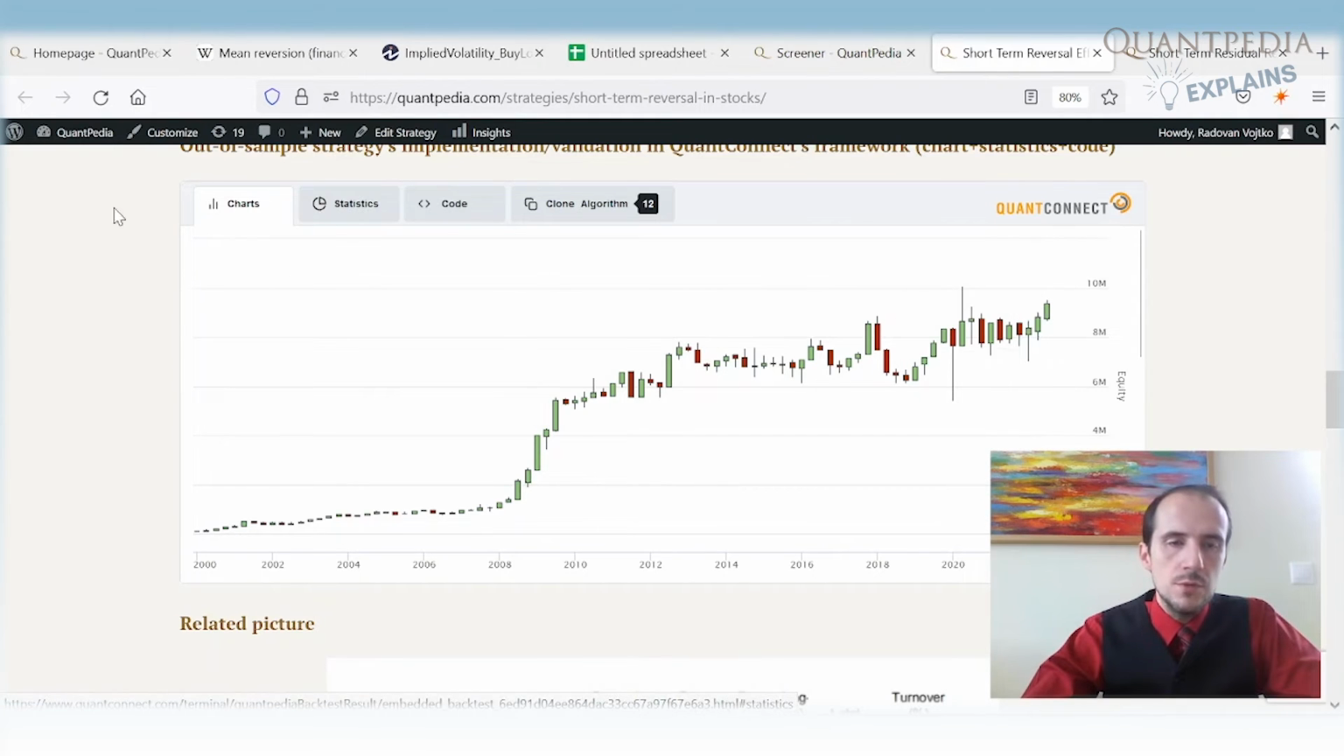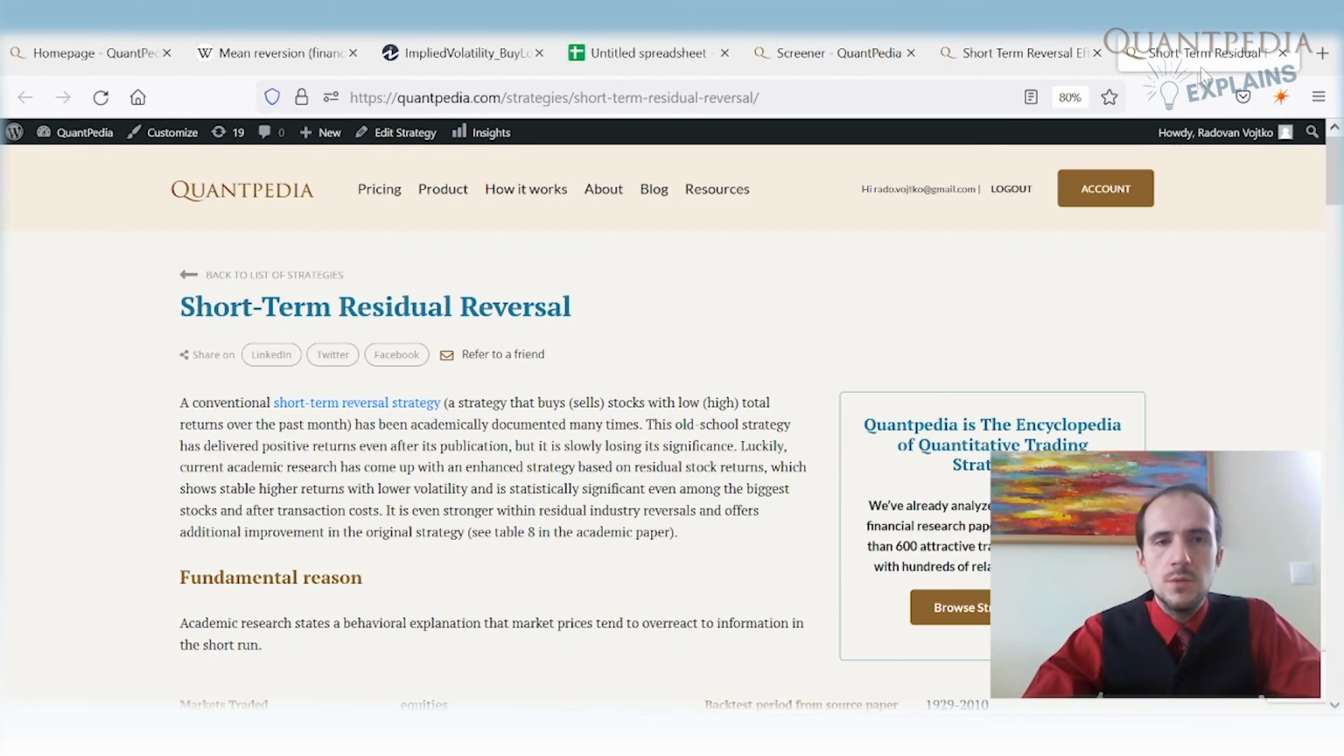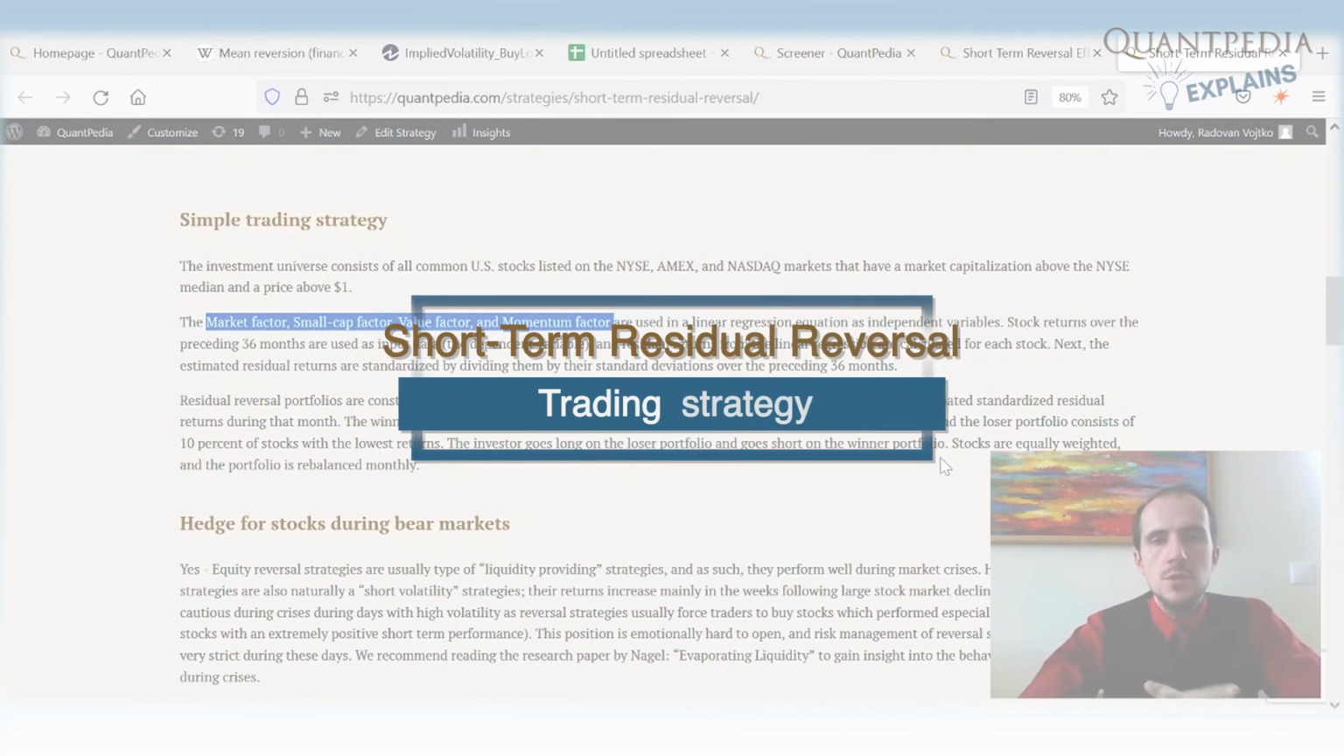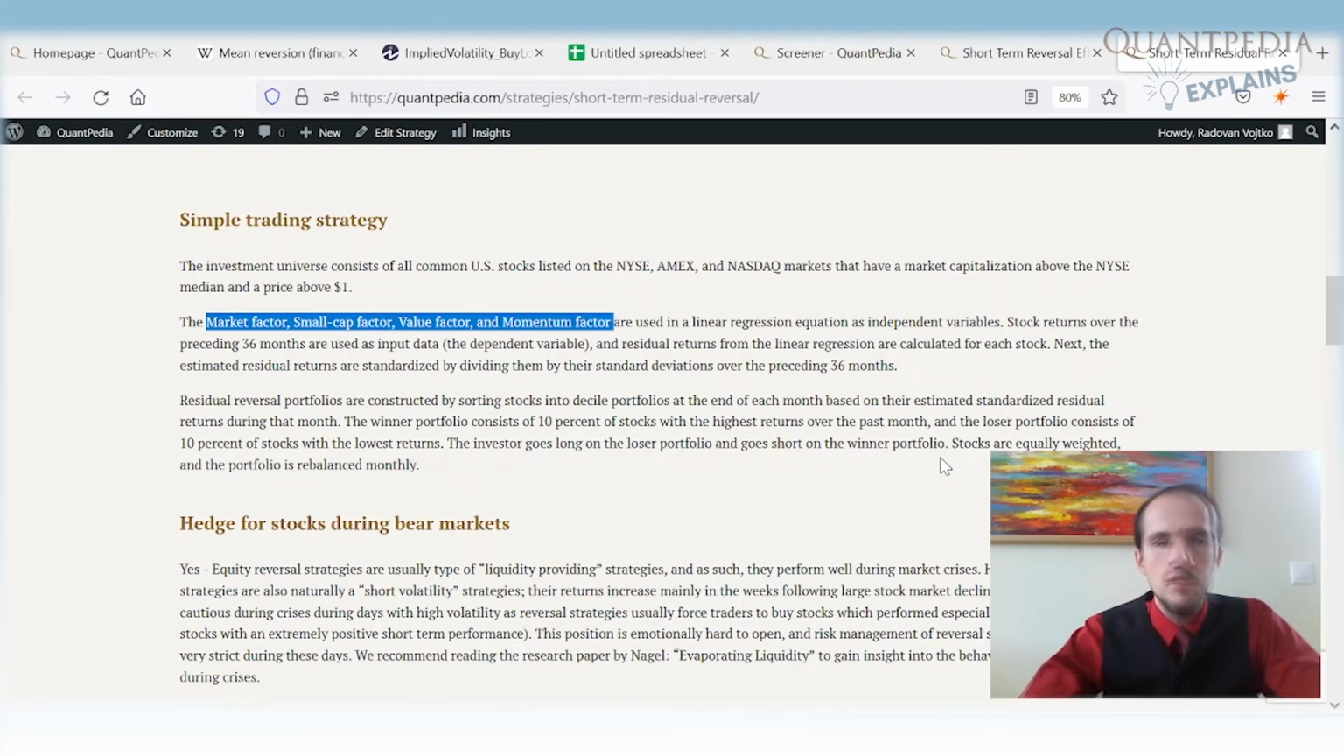Now we can improve the simple strategy of going long the lowest performing stocks and shorting the highest performing stocks by employing multiple different factors, different weighting schemes, different indicators, etc. I will just show you one example of a premium strategy. It's called short-term residual reversal. What is the simple trading strategy of short-term residual reversal? Instead of using just simple price appreciation or depreciation over the past week or month, we use linear regression. We are trying to remove the influence of market factors, small cap, value, and momentum factors. And we are using residuals from the regression.